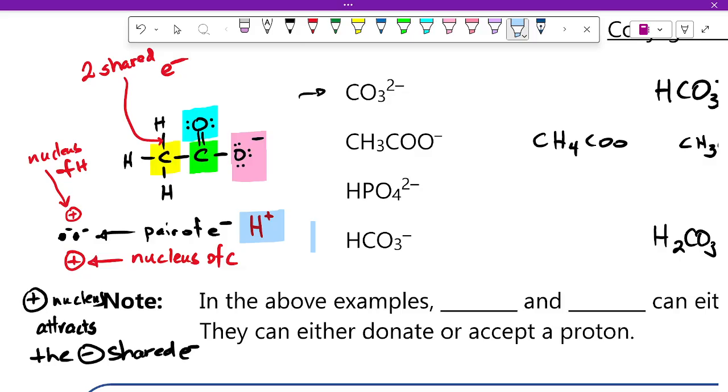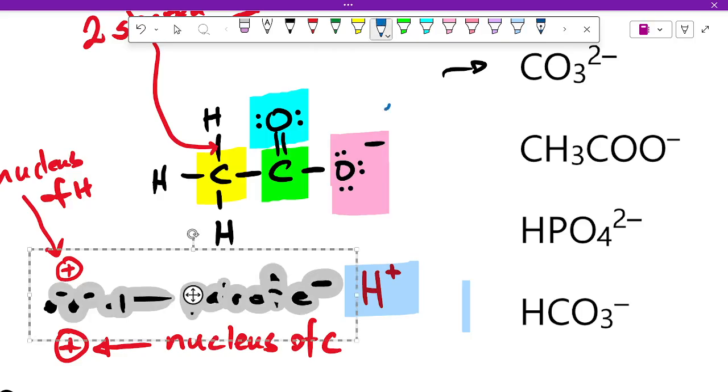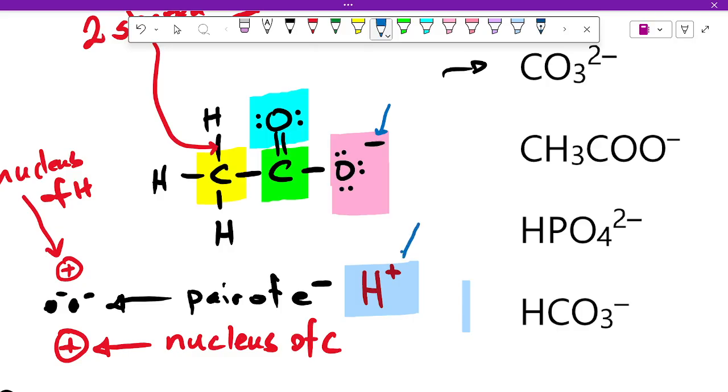We need a covalent bond between hydrogen and something. And what's a covalent bond again? A covalent bond is a pair of shared electrons. Oxygen has a pair of electrons to share. Plus, we also have a negative and a positive. What does positive do to negative? They attract. So who is that hydrogen going to stick onto? It's going to stick onto that oxygen.